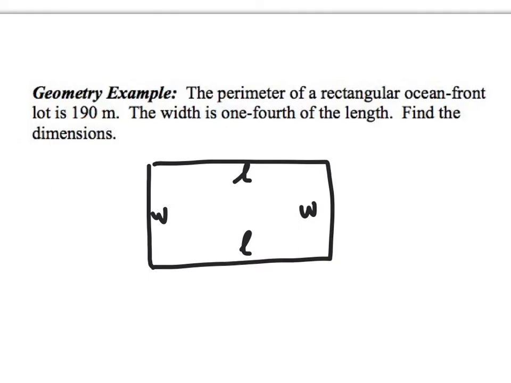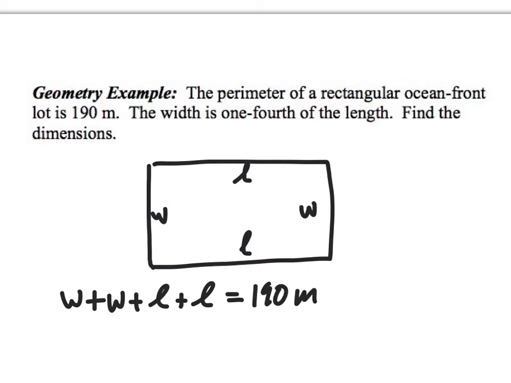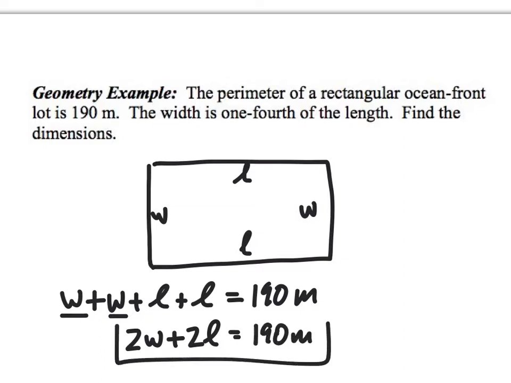So if I take W plus W plus L plus L, if I add all those up, it's going to give me 190 meters. Okay, now if I combine my like terms here, W plus W is 2W plus 2 L's is going to give me 190 meters. Okay, this is equation 1.